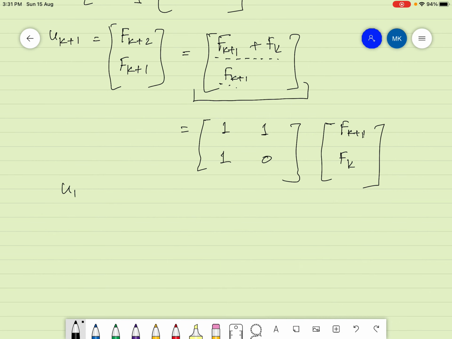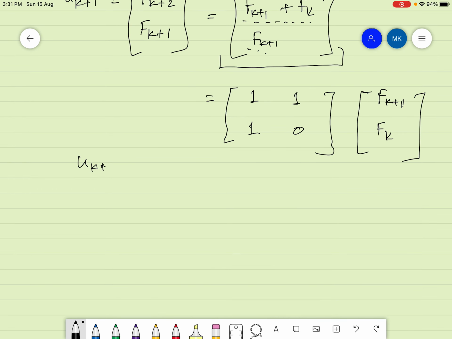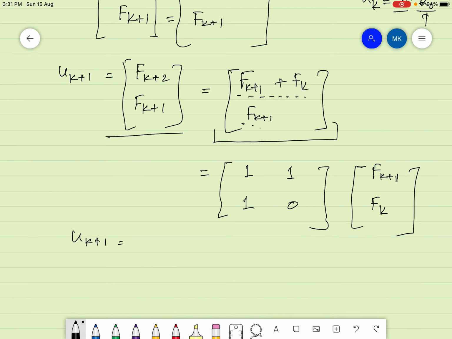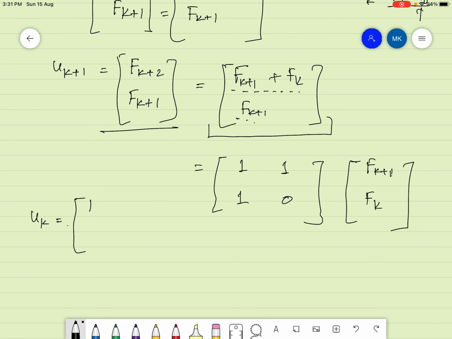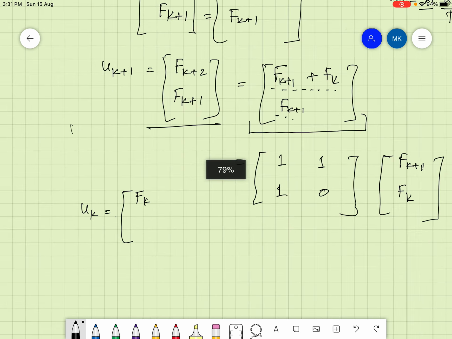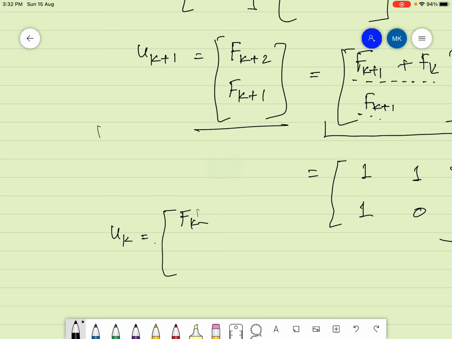So our u of k plus 1 is basically this. If this is u of k plus 1, then what should be u of k? u of k is f of k plus 1 and f of k, according to this.